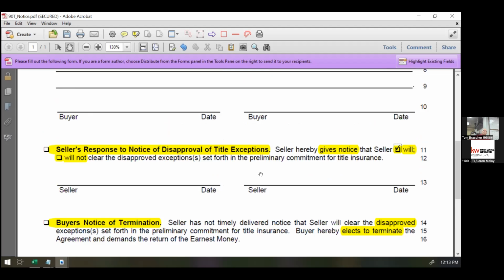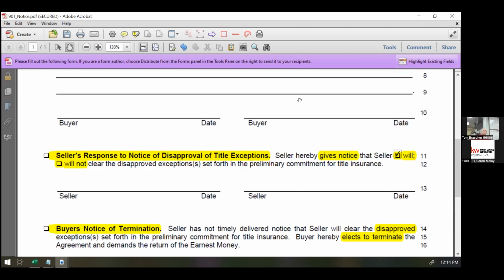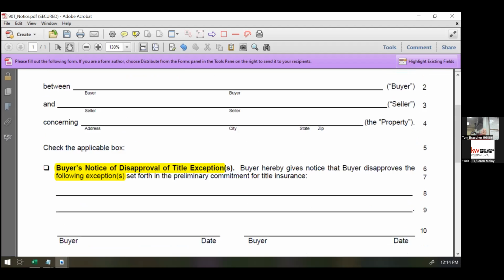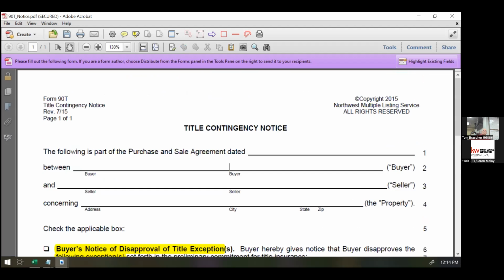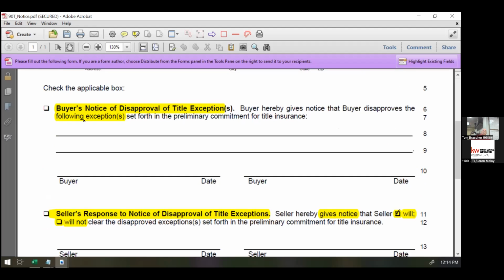And I have never seen this form used either, because I've never seen anybody want to kick out of a mutual contract because of the title review. But that's a 90T. This is Form 90T, title contingency notice. And this is one of the few notices where, when the notice of disapproval is given, that disapproval doesn't create termination. And not only that, they have to disclose what it is in there that needs to be fixed or addressed by the seller.